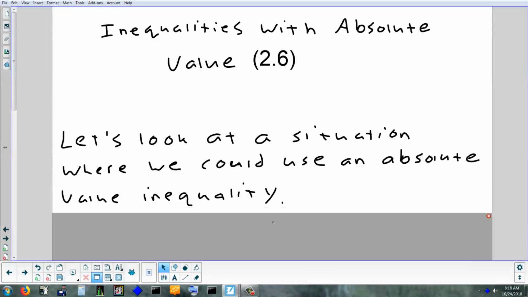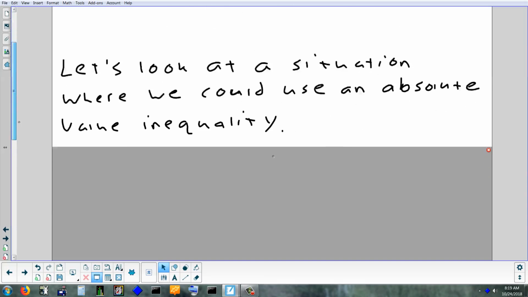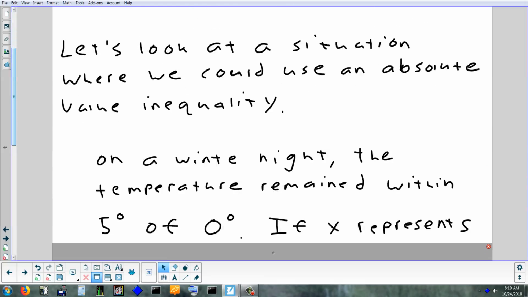So I'm going to start off just by showing you an example where you could use an absolute value inequality. I'm not sure you have to write this part down, so just watch this part and I'll show you where this could actually be used. So let's say that on a winter night, the temperature always remained within 5 degrees of zero. What does that mean? The warmest it could have gotten that night is, if it was always within 5 degrees of zero, Matt? Could have gone up to +5 or -5 would have been the coldest.